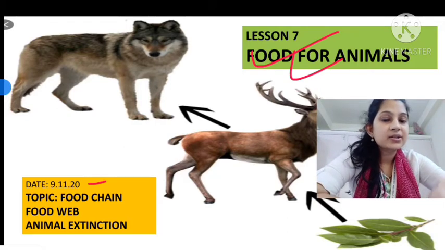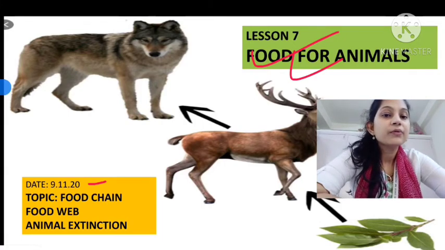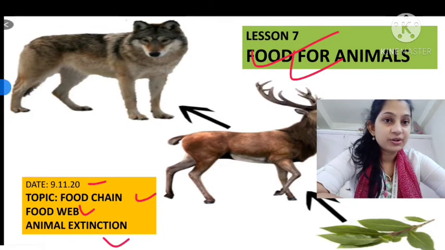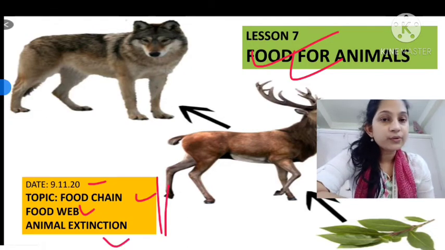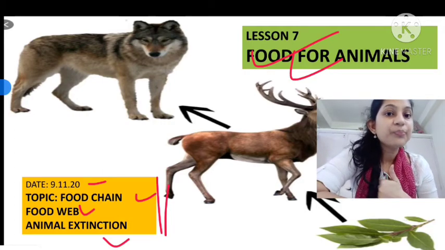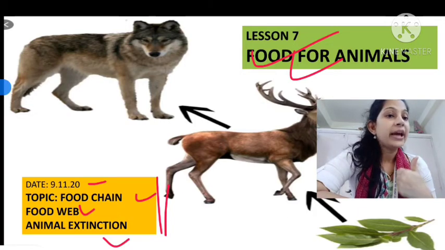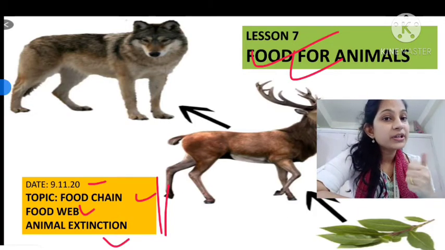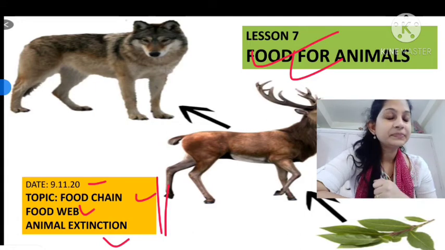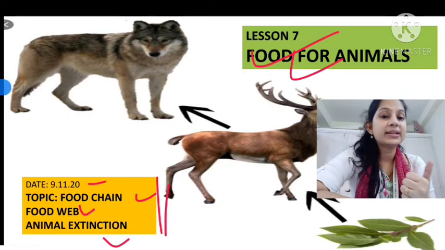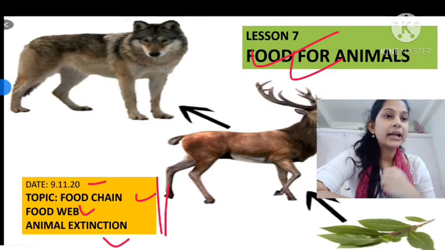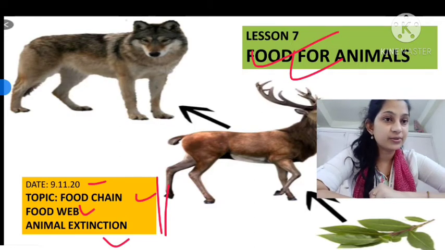And in today's class, children, what are the topics we are going to learn? Today we are going to discuss food chain, food web, and animal extinction. By the end of today's class you should be able to define what actually is a food chain, what actually is a food web, what is the difference between food chain and food web, and how some animals are becoming extinct, and what are the reasons for the extinction of those animals. That we will be learning and discussing in today's class.